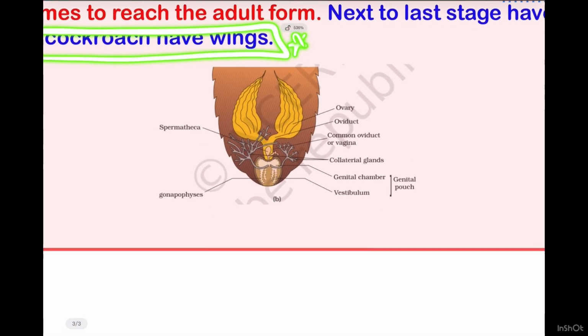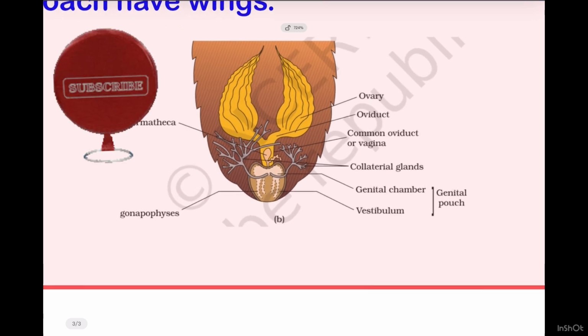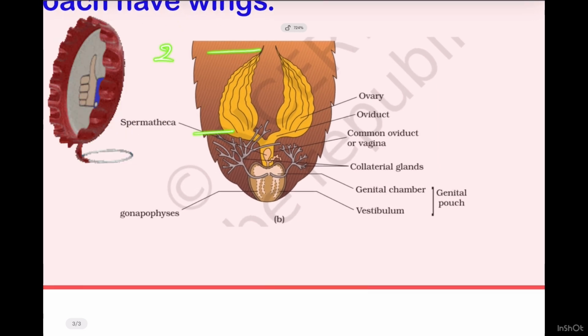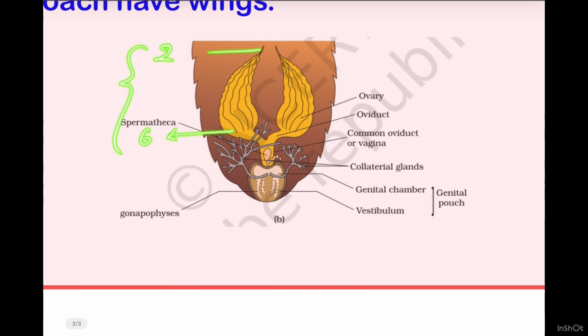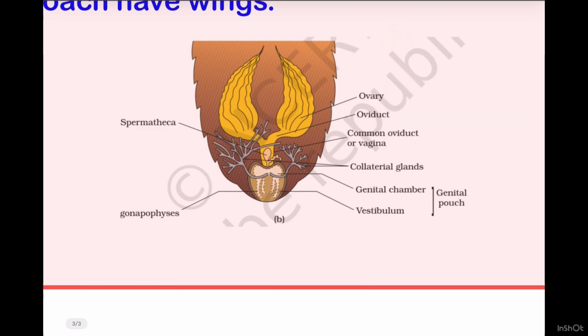Now let us see this cockroach female reproductive tract. This is the 2nd and this is the 6th. So the 2nd to 6th abdominal segments will contain the ovaries. Each ovary consists of ovarioles. So this is the ovariole, that means each ovary consists of 8 ovarioles. Alright, and now this ovary opens into the oviduct. Both ovaries open into that oviduct.